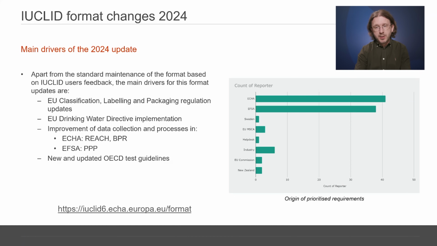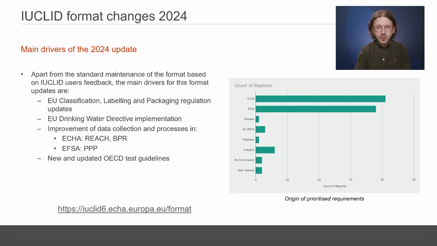So apart from the standard maintenance of the format that is done following the feedback collected from Euclid users, we have also some other main drivers for this format update, and I listed some of these drivers here. First of all, the update of the EU Classification, Labeling and Packaging Regulation, the CLP regulation. We have also taken into account the implementation of the EU Drinking Water Directive, and we have improvements for data collections under other regulations such as REACH, BPR, and plant protection products.